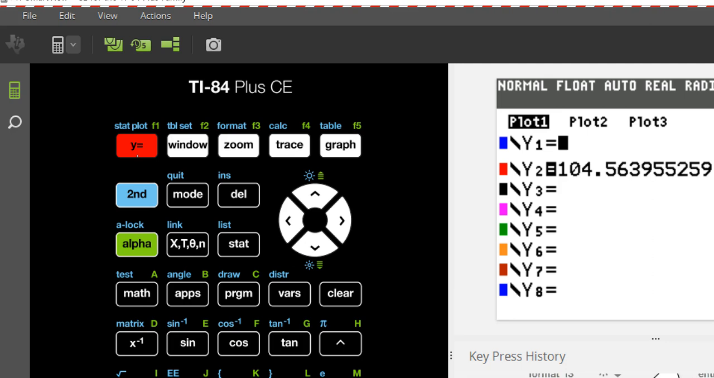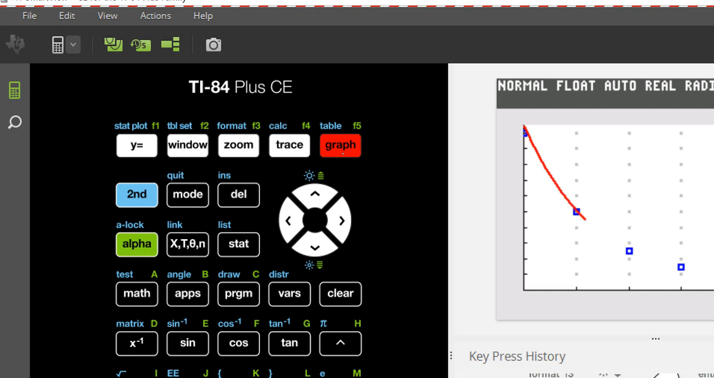So I should be able to go to my graph. Please work. Why is my line red? Because that's the selection of y2. Do you guys know you can change the colors? So, all right. Now, why did we do all this? Because we want to make a prediction. Okay? So, let's go to second table.